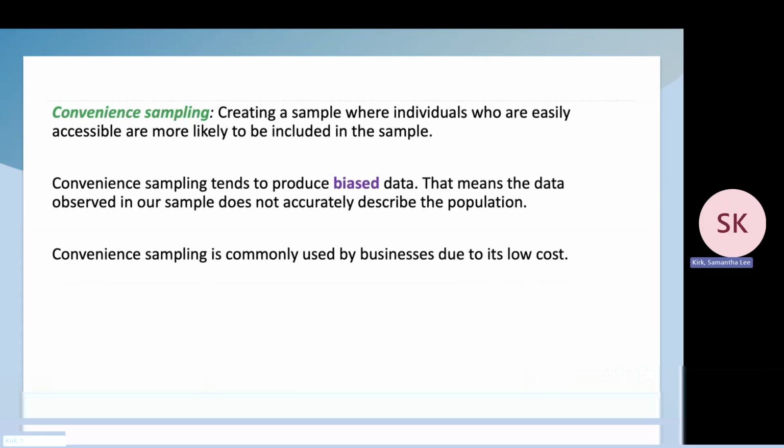Convenience sampling is commonly used by businesses due to its low cost. You can see with Sally in that last example, she didn't have to put in a whole lot of effort. She just had to go to one bakery. She didn't keep things random, and to keep things random takes effort. So usually convenience sampling is a low cost method.